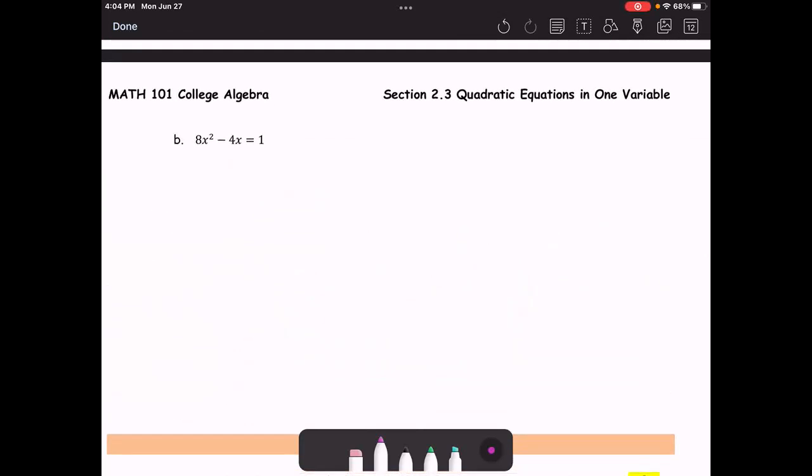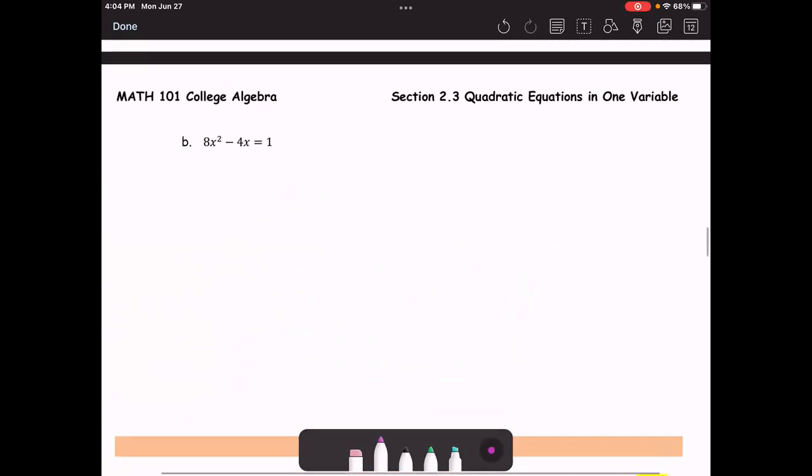For the next example, we have 8x squared minus 4x equals 1. We're going to solve this quadratic equation by the completing the square technique. The x terms are on one side. Next, we're going to make the leading coefficient 1, so we divide all by the value 8. We have x squared minus 4 over 8 times x equals 1 over 8, and that simplifies to x squared minus 1 over 2 times x equals 1 over 8.